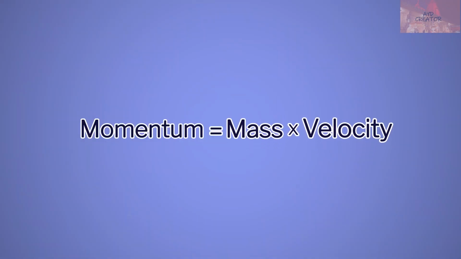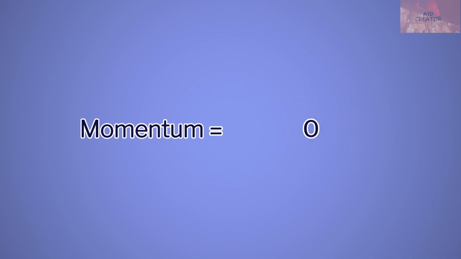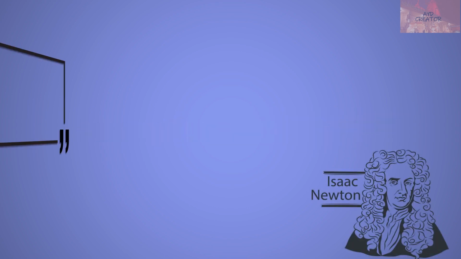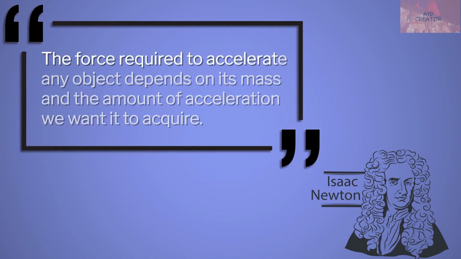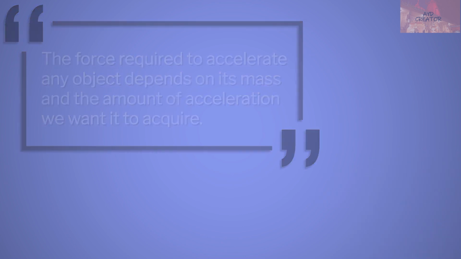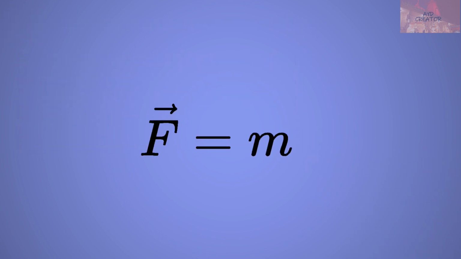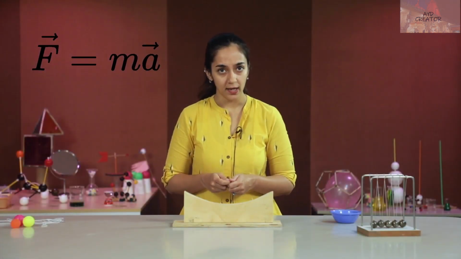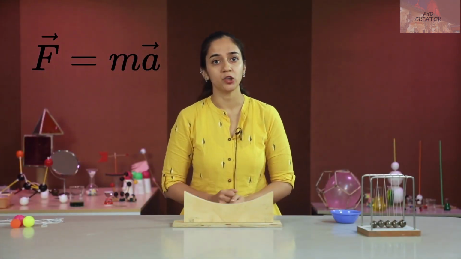Momentum of an object is due to its motion. Hence, if velocity is 0, momentum will also be 0. Acceleration, as you have learnt before, is the change in velocity per unit time. According to Newton, the force required to accelerate an object depends on its mass and how much acceleration we want to acquire. That is, F is equal to ma. This is Newton's second law of motion. Force equals mass times acceleration.